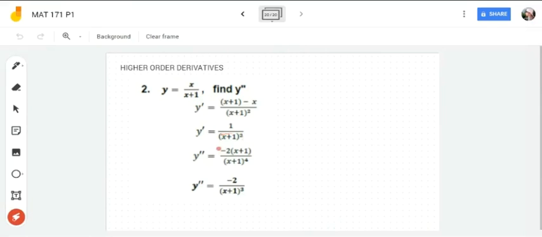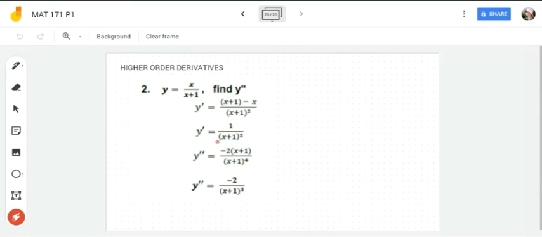So we will have the denominator, which is x plus 1 squared, multiplied by the derivative of 1, which is 0. So that will become 0. So 0 minus your numerator, that is 1, multiplied by the derivative of the denominator, which is 2 times x plus 1 raised to 1. Okay, and then derivative of x plus 1 is 1. So your numerator is negative 2 times quantity x plus 1 over your denominator squared, x plus 1 raised to 4.